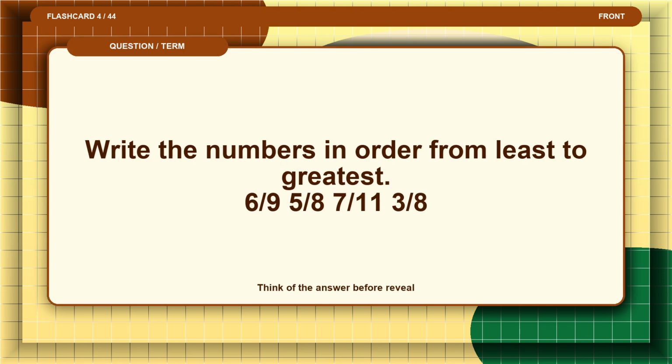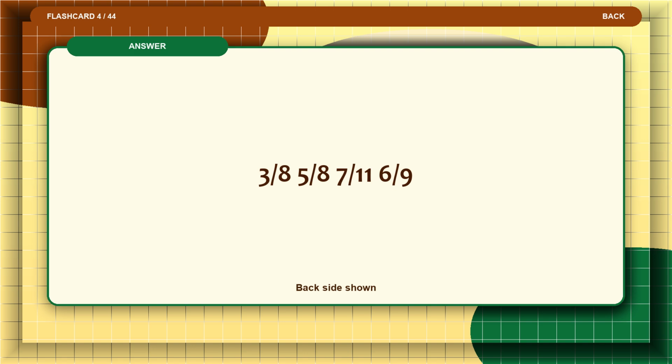Flashcard 4. Write the numbers in order from least to greatest. Think of the answer before the reveal. The answer is shown on screen.